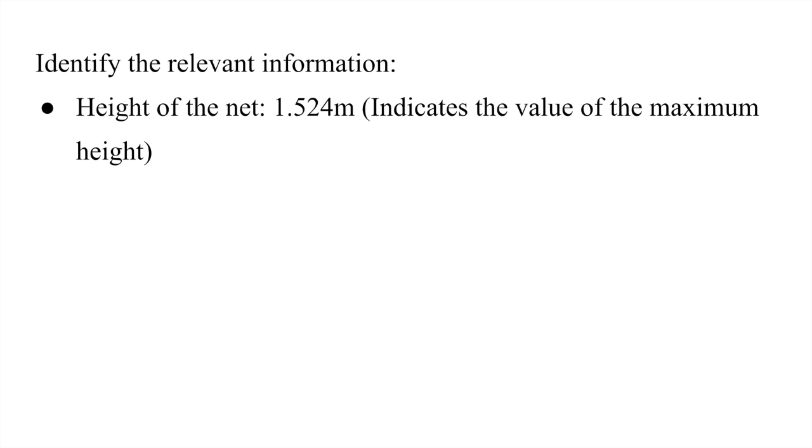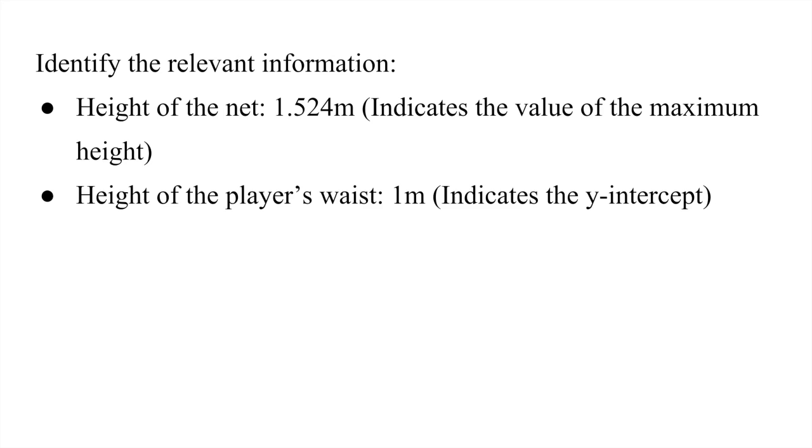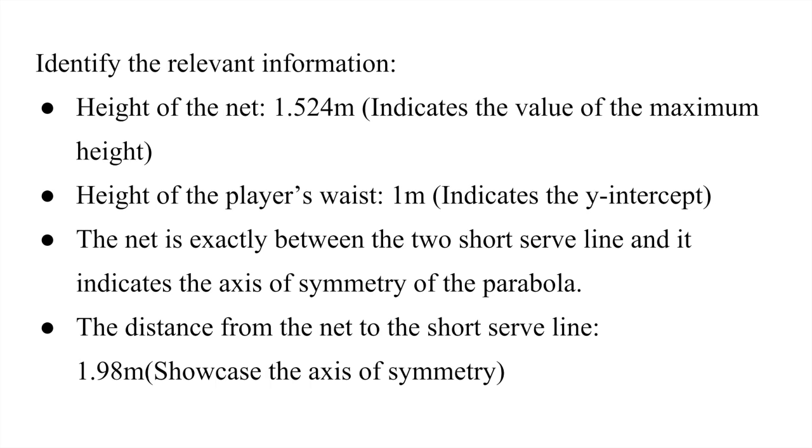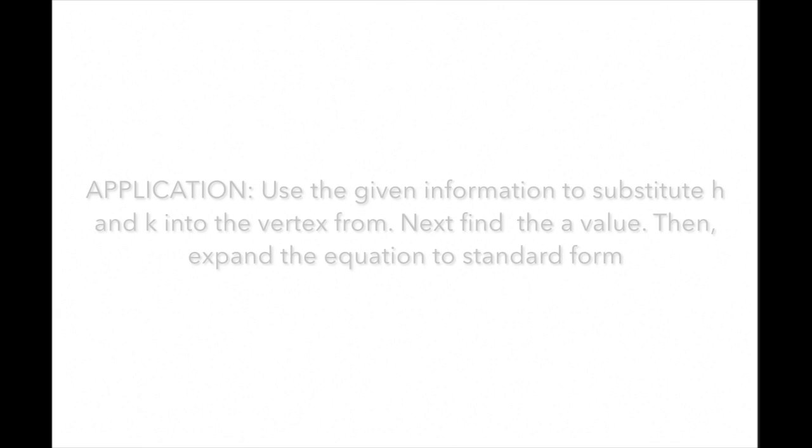First of all, we have to identify the relevant information, which are the height of the net, which is 1.524 meters, and the height of the player's waist, which is 1 meter. The net is exactly between the two short serve lines, and it indicates the axis of symmetry of the parabola. Next is the distance from the net to the short serve line, which is 1.98 meters.